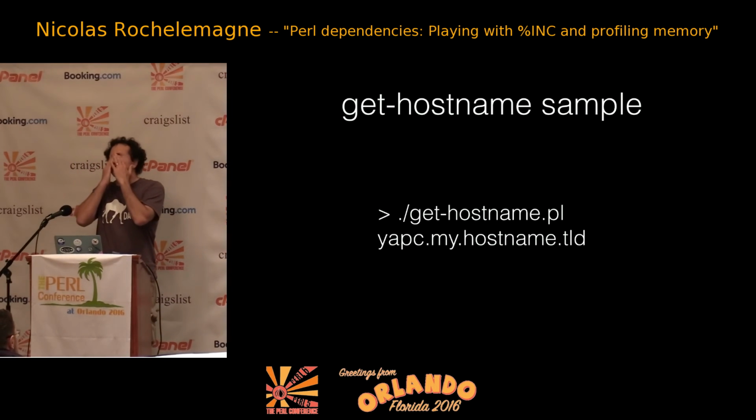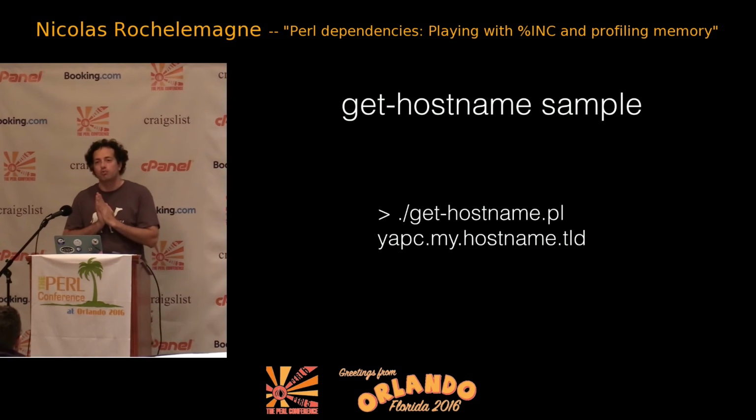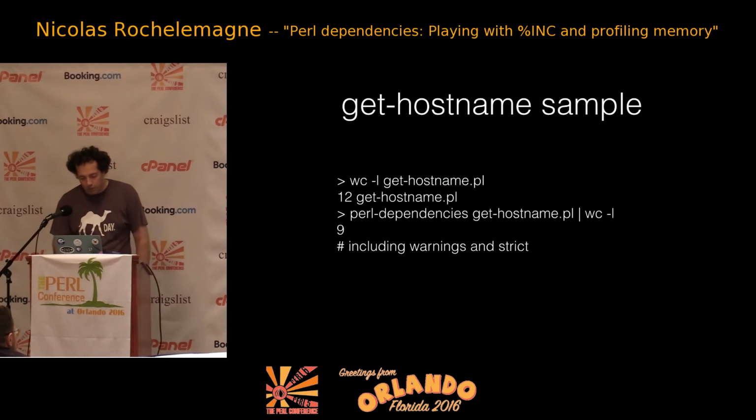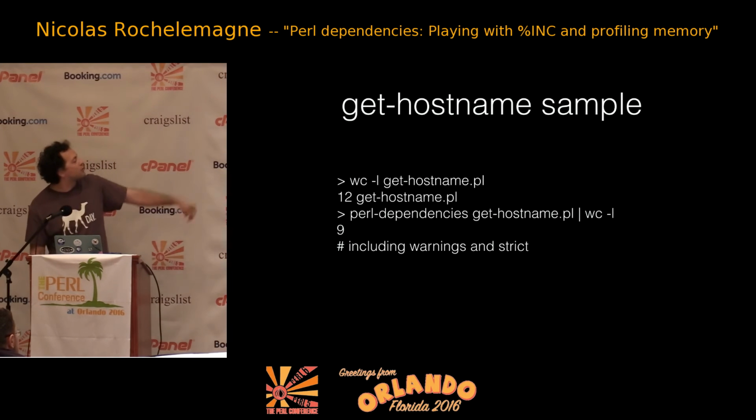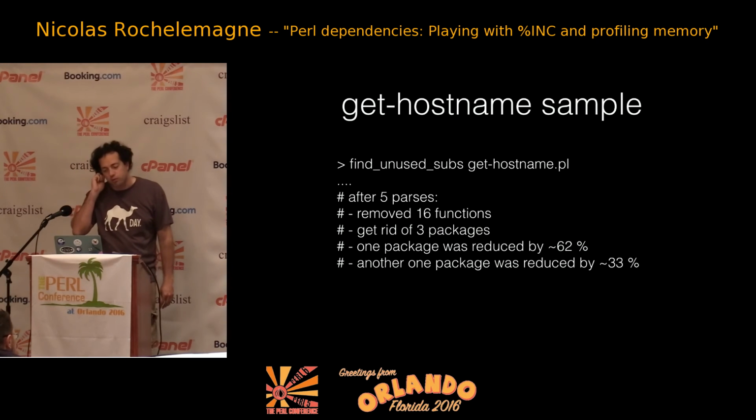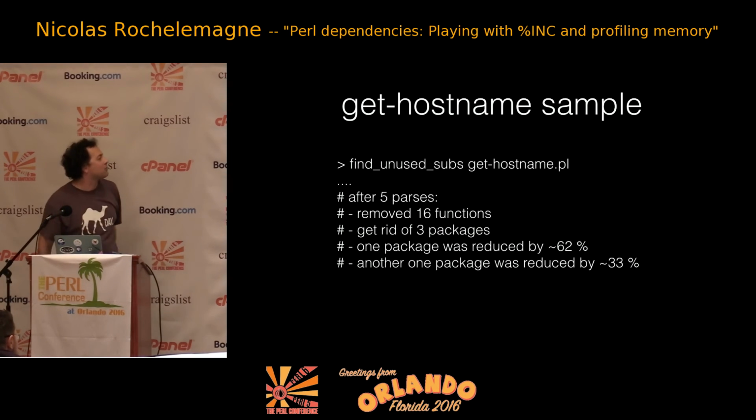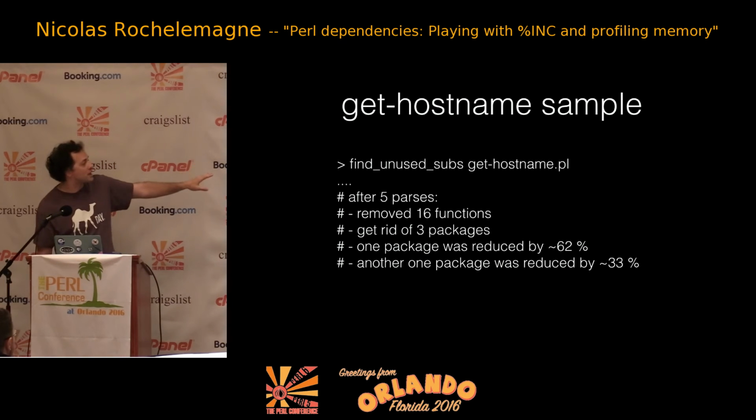So what kind of benefit could all of this have on your source code? This is a simple program, get-hostname.pl, that will display the hostname of your server. The program itself is 12 lines, but it contains 7 dependencies, because warnings and strict are included. Once I run find unused subs on this program, it loops 5 times, and at the end it removes 16 functions, which were considered useful in this context, and can get rid of 3 packages completely.